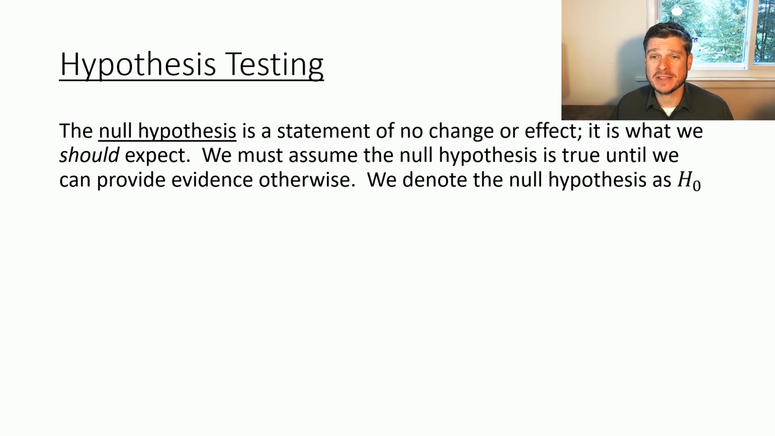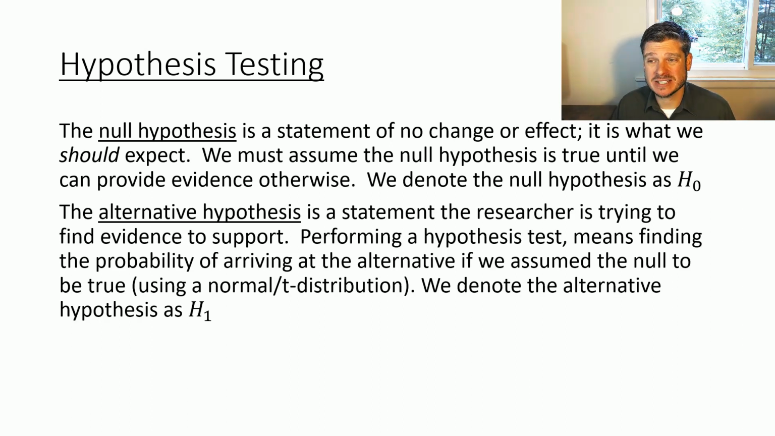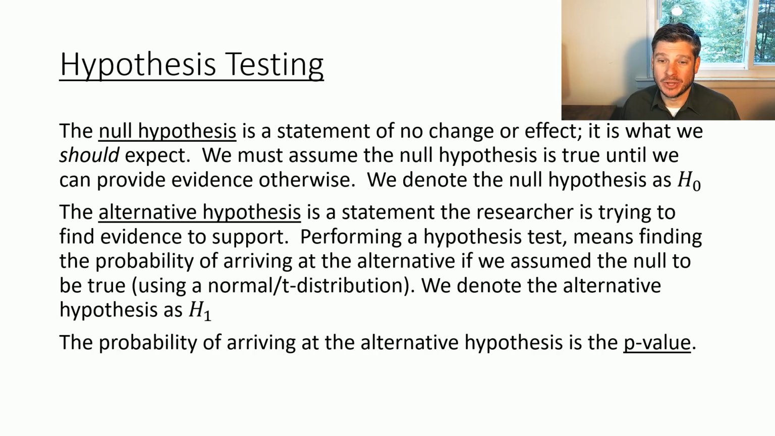All right, so the null hypothesis is basically the given, what we should expect. And then the alternative hypothesis is the statement that we're trying to prove. This is the statement that the researcher has come up with. It is the question the researcher wants to study, and he's going to perform this hypothesis test, which means finding the probability of arriving at this alternative if we assume the null to be true. For our purposes, we're going to use either a normal or a t-distribution to help us calculate those probabilities. And we're going to denote the alternative hypothesis as H1, or H sub 1. Now, the probability that we arrive at our alternative hypothesis is our p-value.